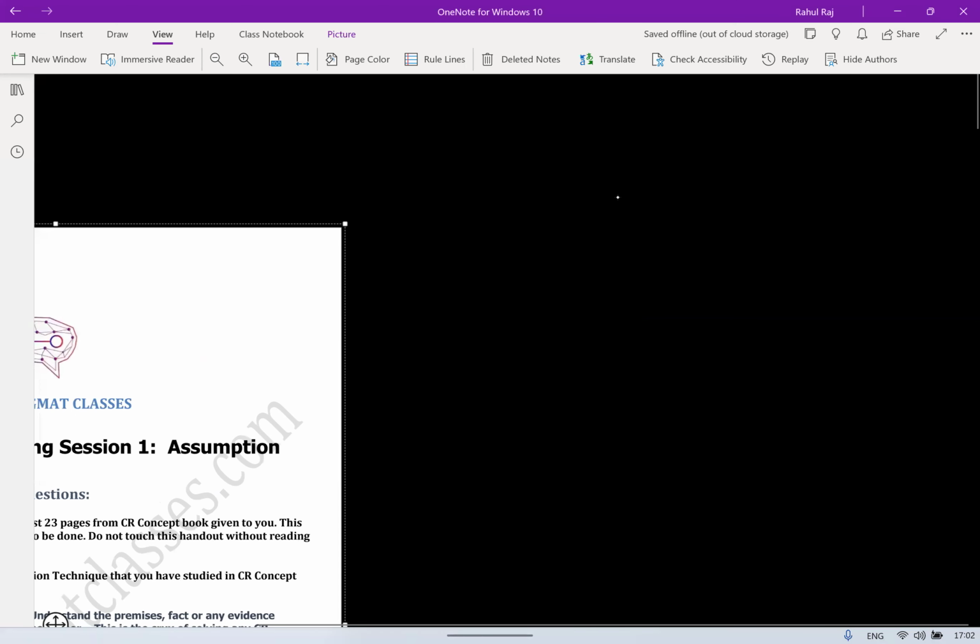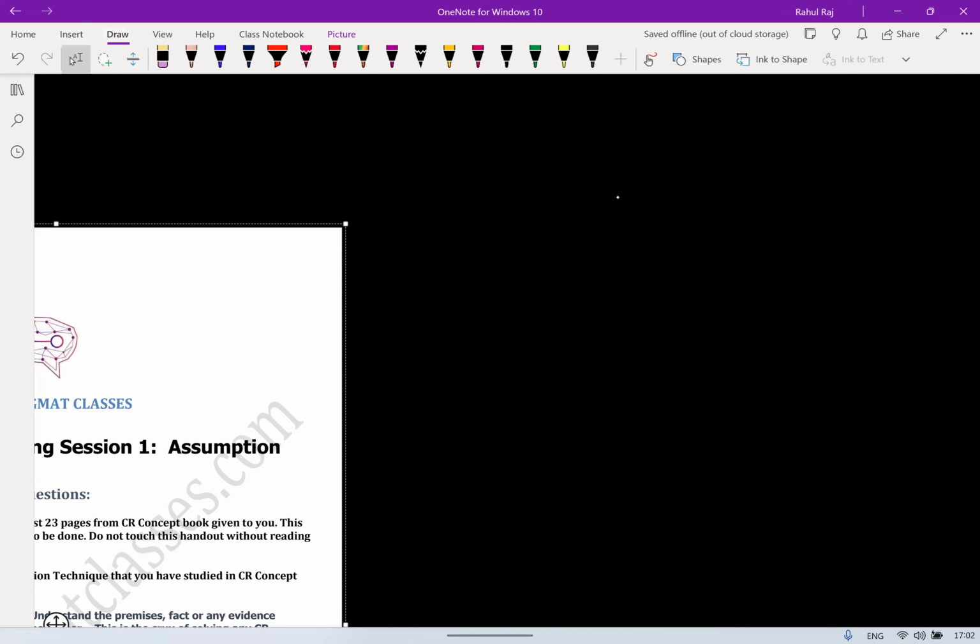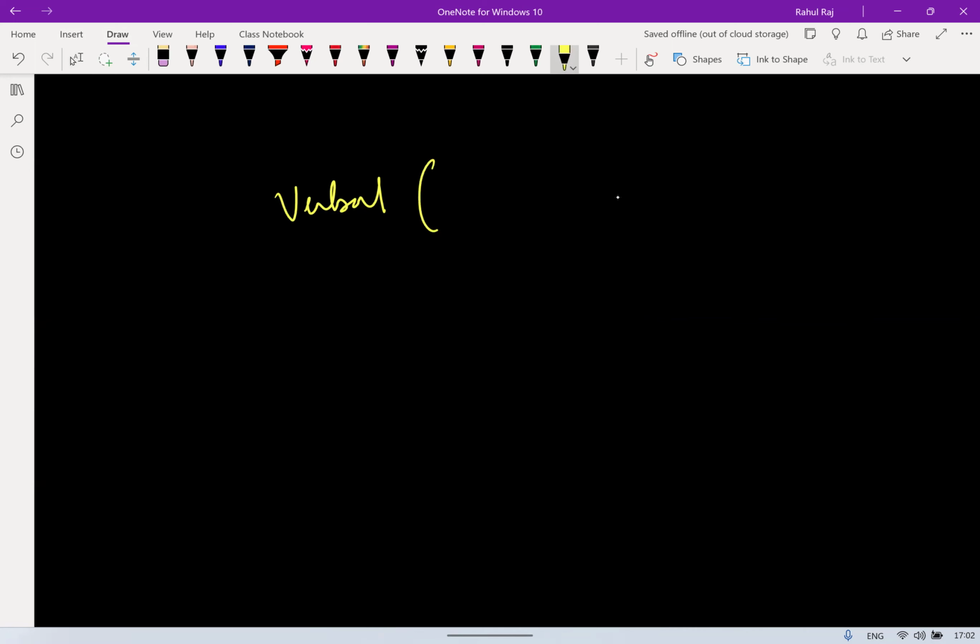So in the verbal section of GMAT, I think today is our first class. In the verbal section of GMAT, there are just two things that are asked in the exam. One is critical reasoning, and the other is reading comprehension. I think Shubham has given you a bit of detail about reading comprehension. This is technically the first class of verbal. We'll be starting with critical reasoning.